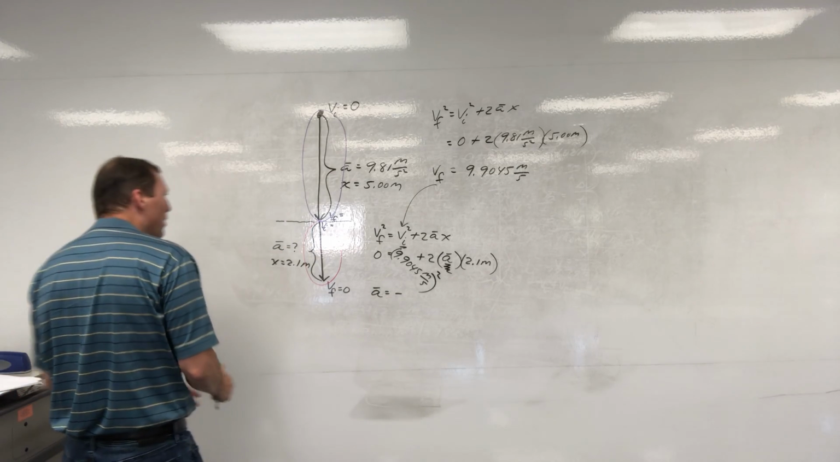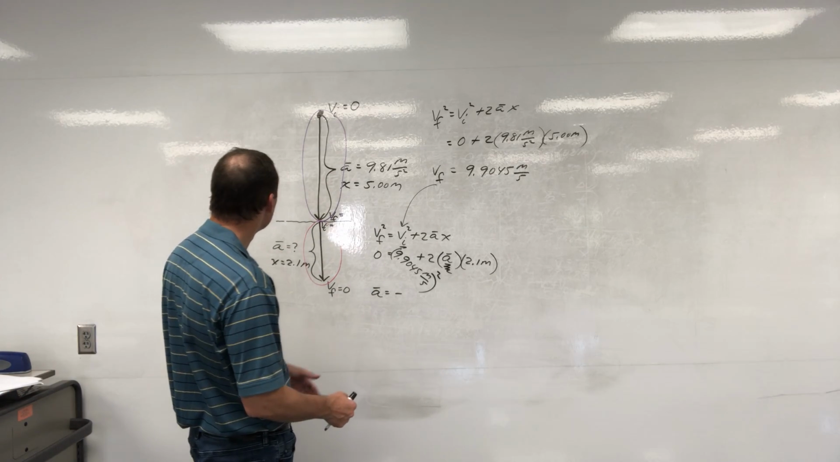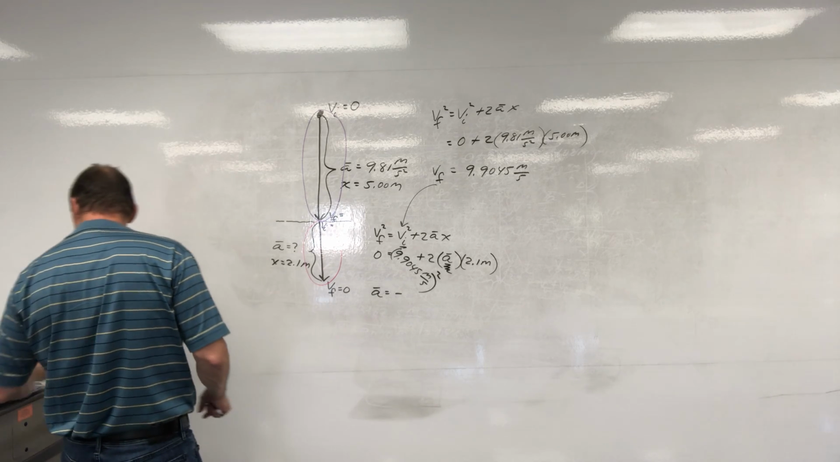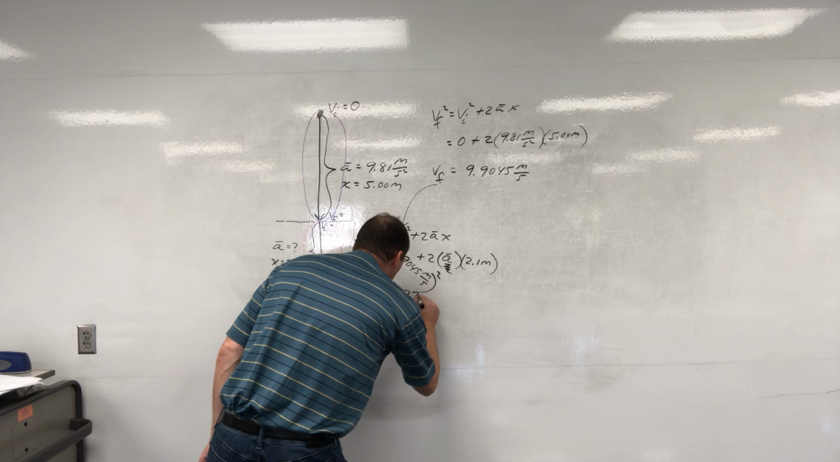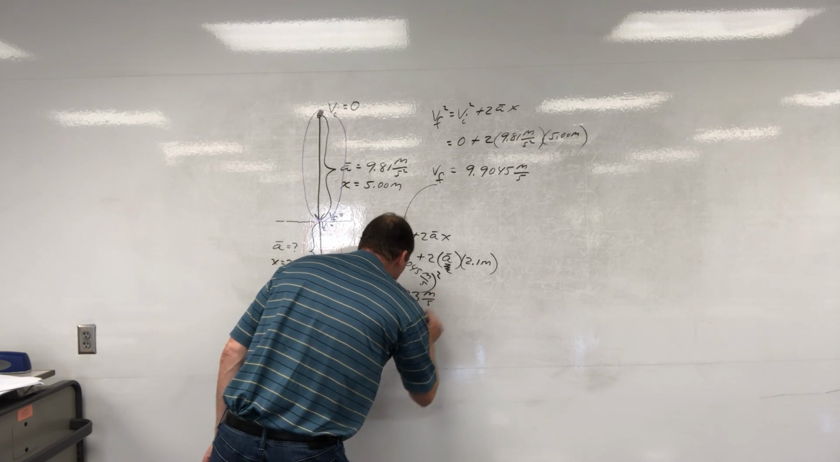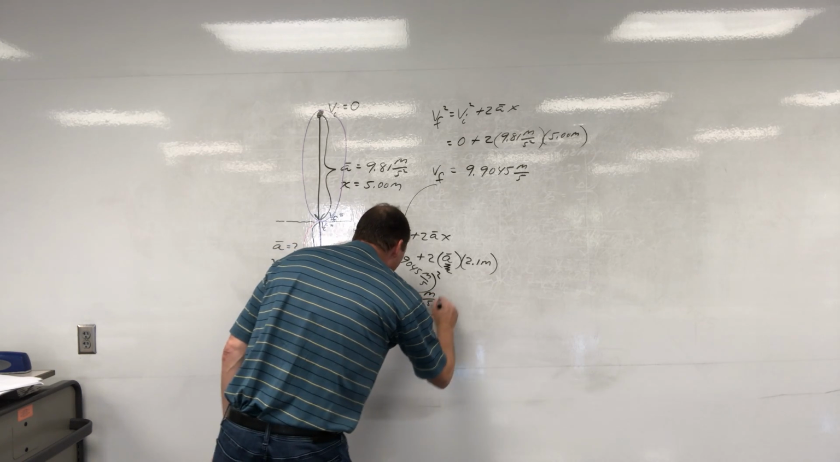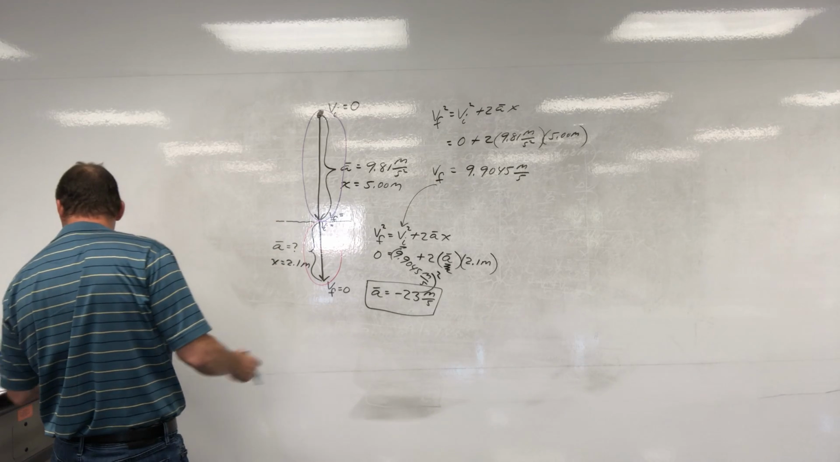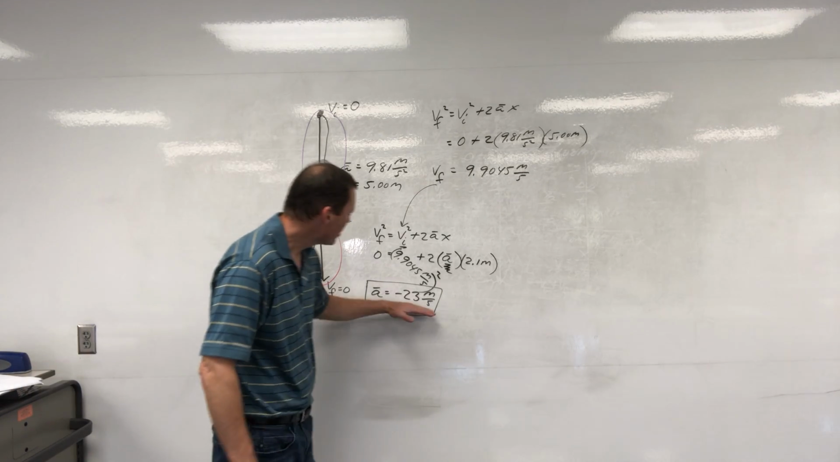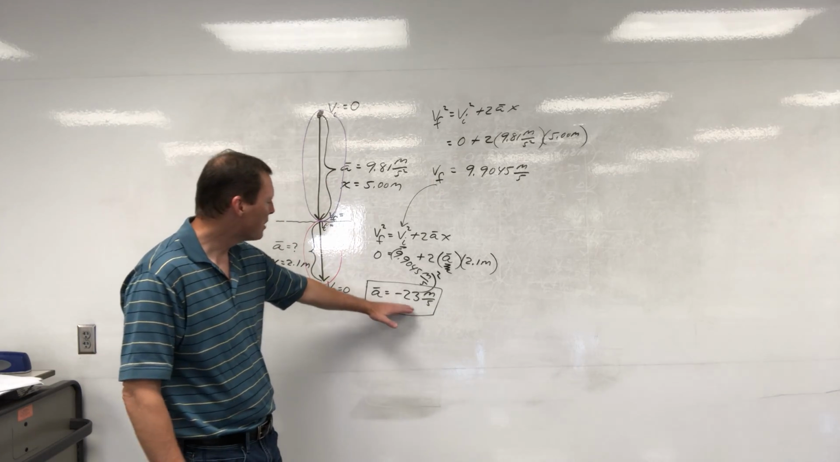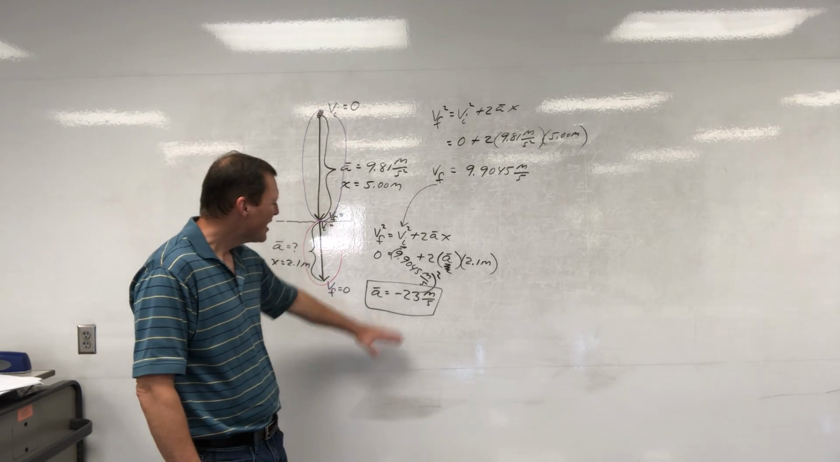And I'll round off to, I want to round off to, I guess, 2 significant digits. So I'll round off to negative 23 meters per second squared. Right? If you're not using significant digits, then you could probably round off to negative 23.4. But I'm going to use significant digits here, so negative 23 meters per second squared. Now let's think about that.